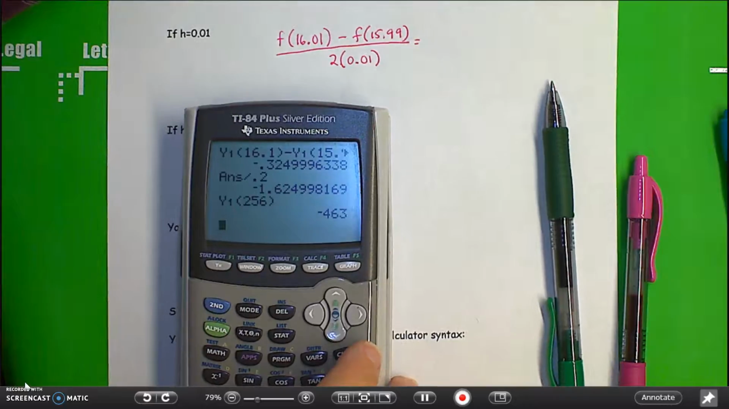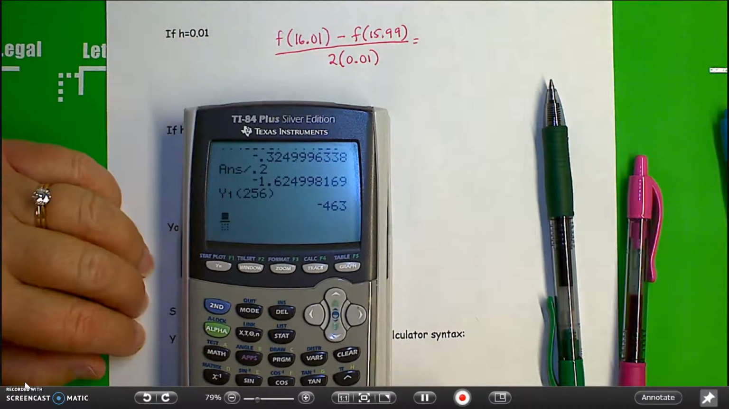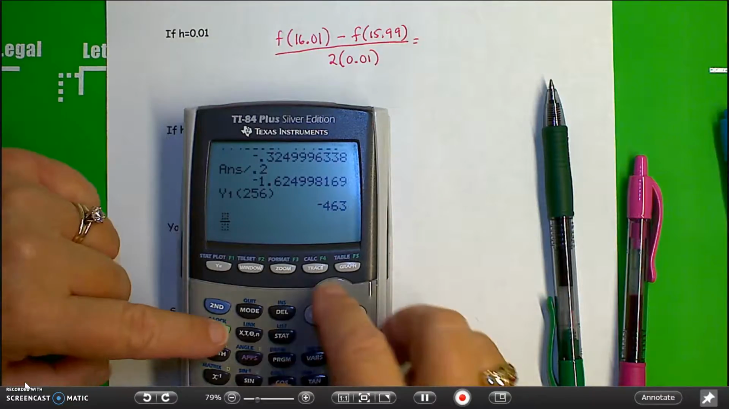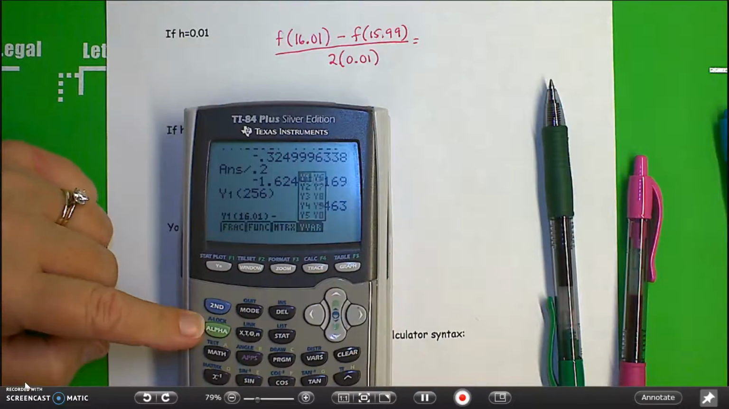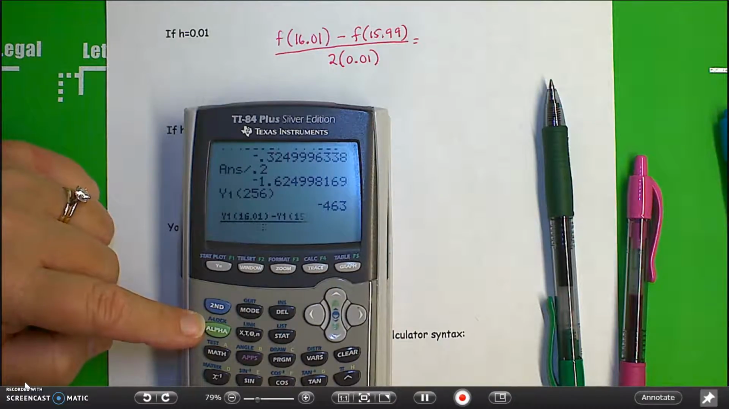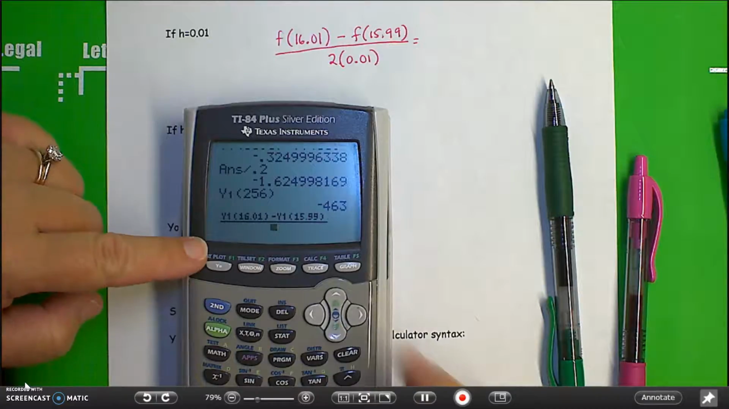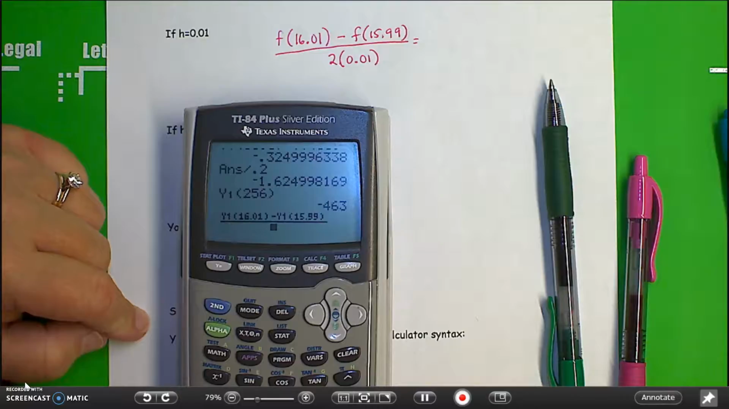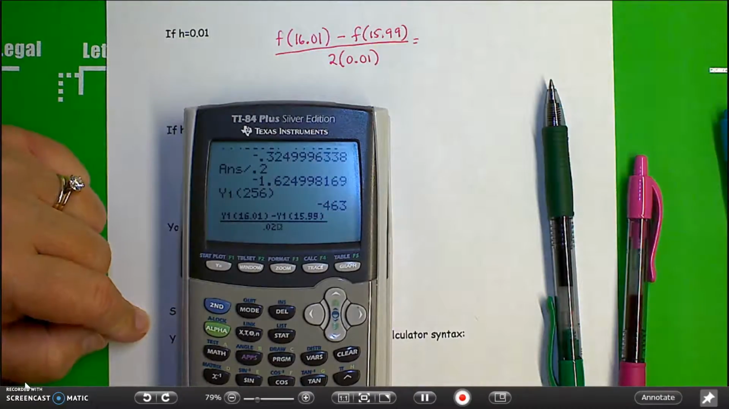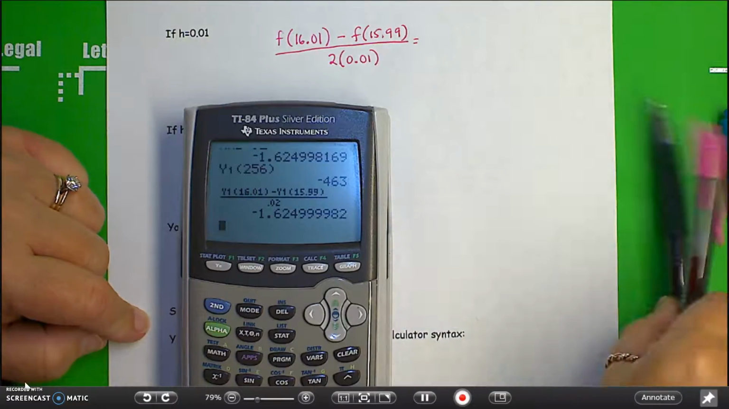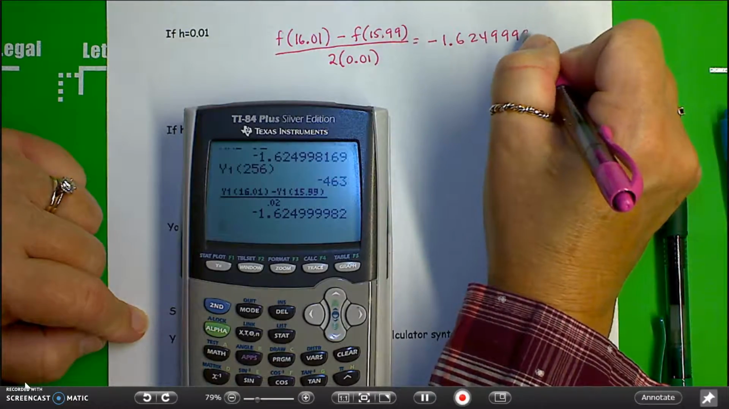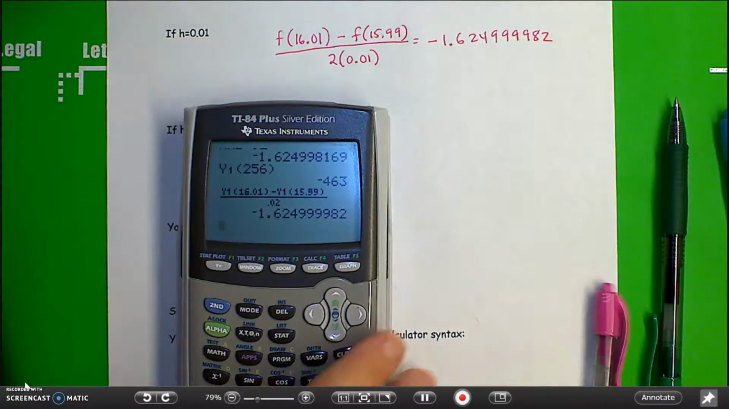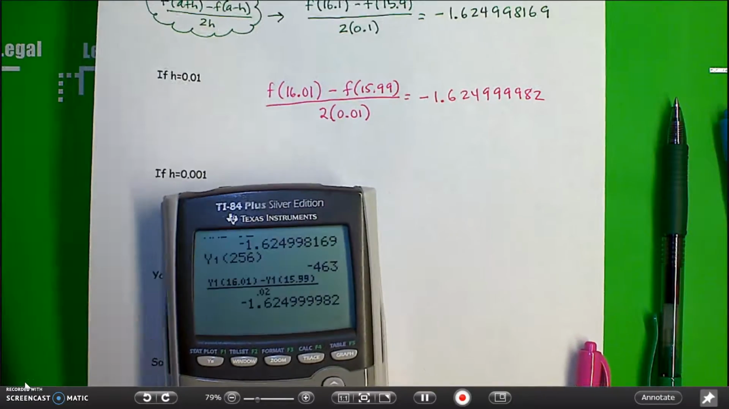So in the new operating system, alpha F1 gives you choices for a fraction bar. So I'm going to use that. Alpha F4, y1 of 16.01, close parentheses, minus alpha F4, y1 of 15.99. Close that, and I'm going to drop down to the denominator and just put in 0.02. Hit enter. And it looks like my answer changed just a little bit, negative 1.624999982. I'm showing all the decimals because I want to see the differences as my tolerance level changes.